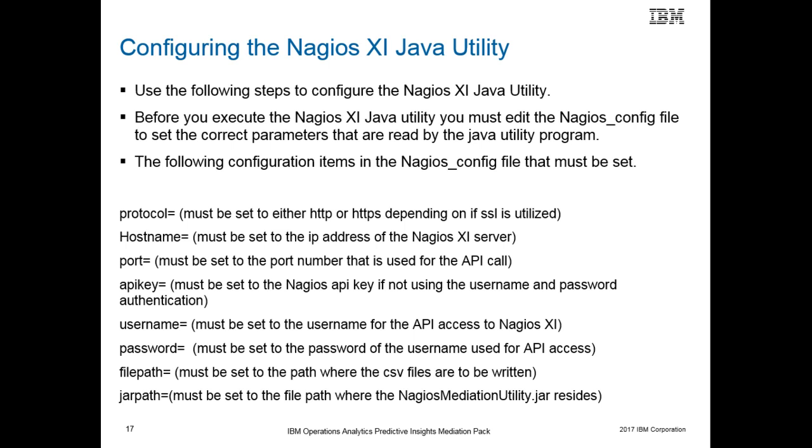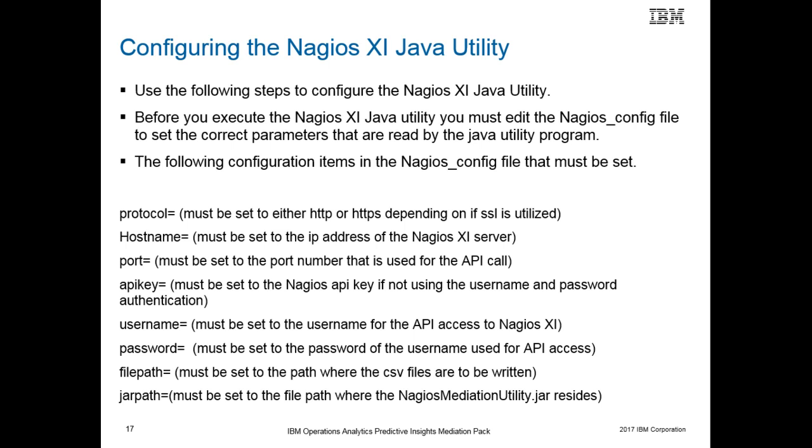The host name is the IP address of the Nagios XI server. The port parameter is the port number that will be used for the API calls to the Nagios XI software. The API key parameter is used if you do not want to use the username and password to authenticate with the Nagios XI server. Refer to the Nagios XI documentation on how to retrieve the API key.